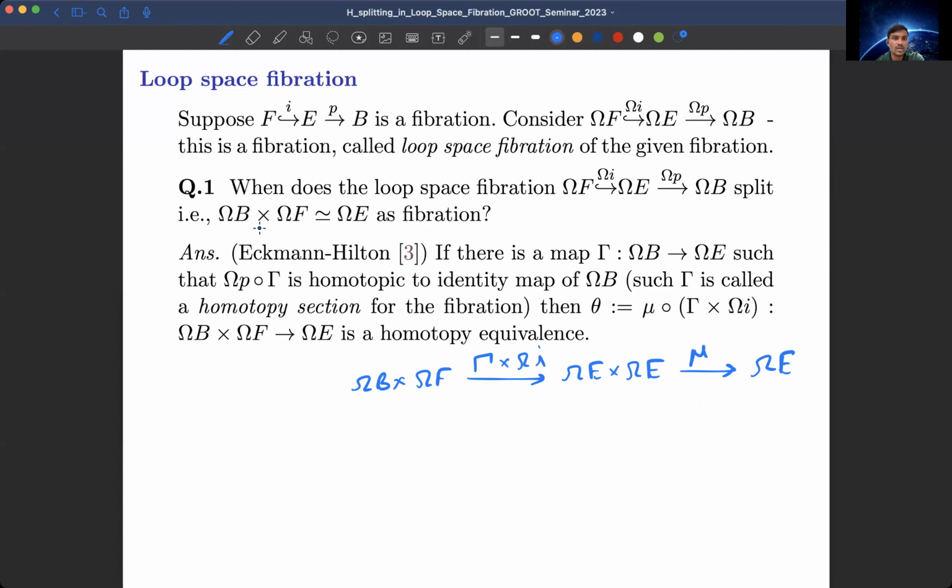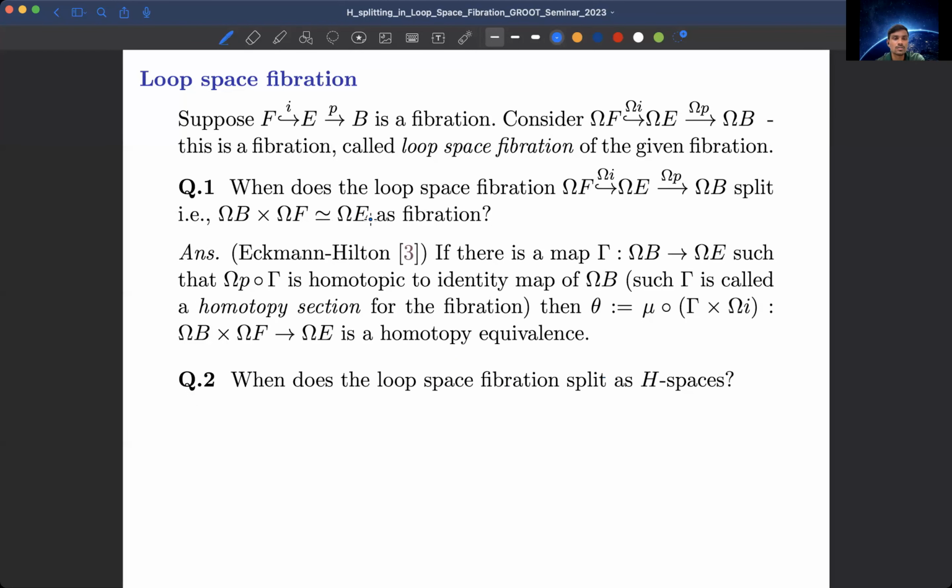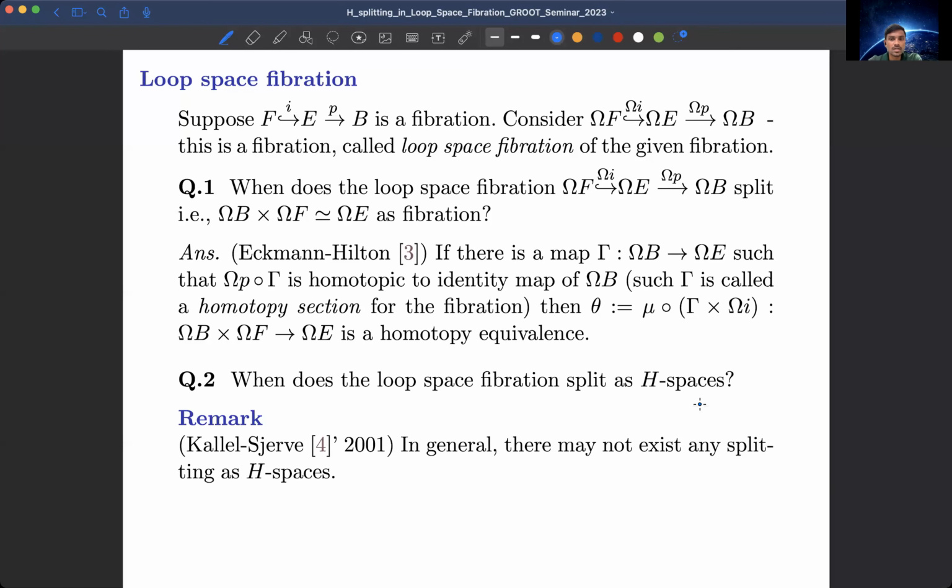So we have the homotopy equivalence, but omega b cross omega f and omega e both have some extra structure. We have already seen that loop spaces are H spaces, so they have the concatenation multiplication on the space. Omega b cross omega f also has an H space structure, and so does omega e. So the next question is, when does this not only split as fibration but also as H spaces, that is, the homotopy equivalence theta preserves the respective H space structure. And that does not always happen in general.